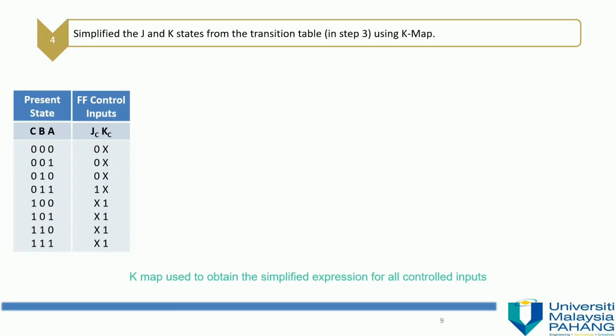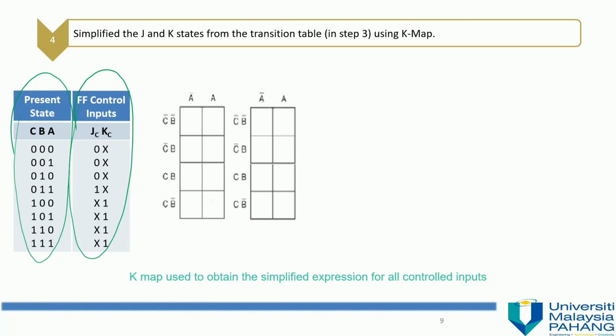We simplify the J and K states from the transition table in step 3 by using K-map. In this step, we take the value from the present state and the value from the flip-flop control input. So we have JC, KC, JB, KB, JA, and KA. So there are 6 K-maps you have to draw. I will show you how to draw the K-map for JC and KC first.